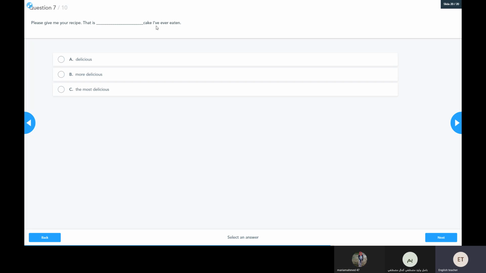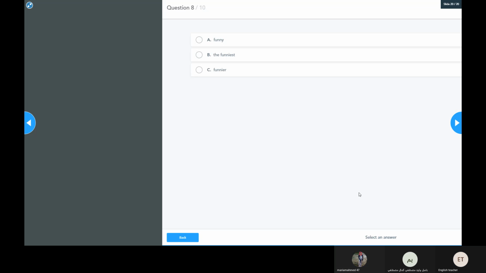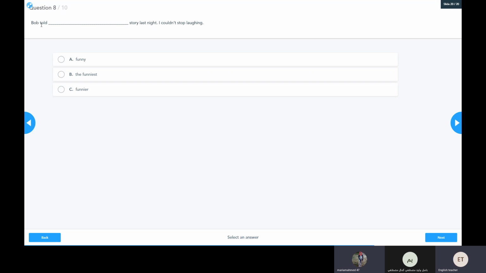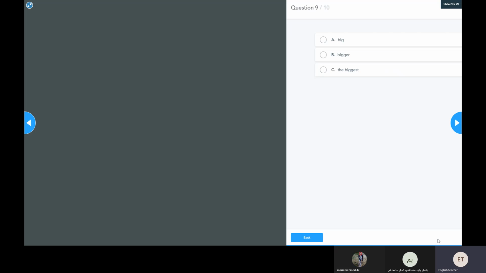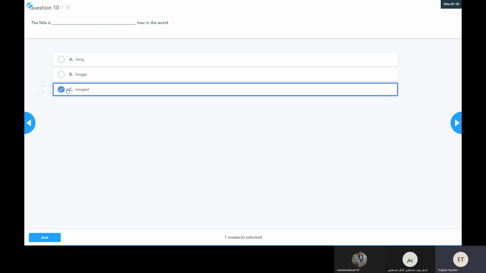The most delicious cake I have ever eaten. Very good. I'm comparing this cake with all the cakes I have eaten before. Bob told a funny story last night. I couldn't stop laughing. The funniest, number B. Very good, the funniest. What is the biggest animal in the world? Whales, the biggest. Very good. Who has the longest liver in the world? The longest.